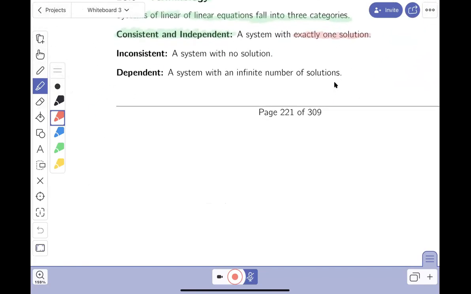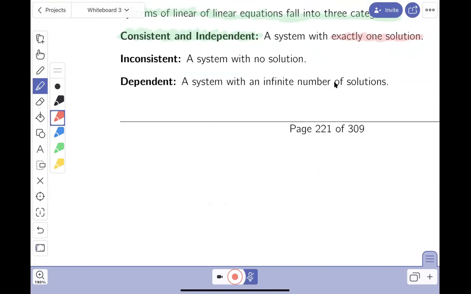Inconsistent is a system with no solutions. There will be no solution. What does that mean as far as lines are concerned? It means I'd have 2 lines that would never touch each other. So inconsistent means you have a line here and another line where they would never, ever touch each other. They have nothing in common. There's no solution in common.